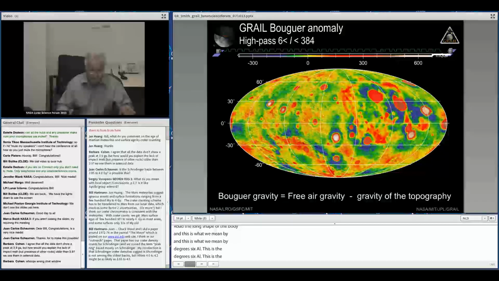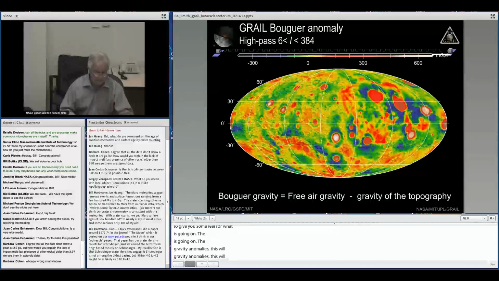We've now removed the topography. Underneath this map, you can see the topographic black and white shaded relief to give you some feel for what's going on. But it's the colors that are the Bouguer gravity anomalies. And it is this interpretation which helps us to understand the interior of the moon. But this is a fraction of the gravity signal that we actually saw originally.